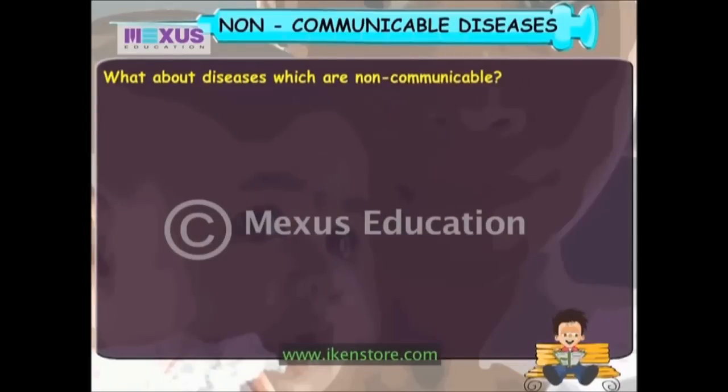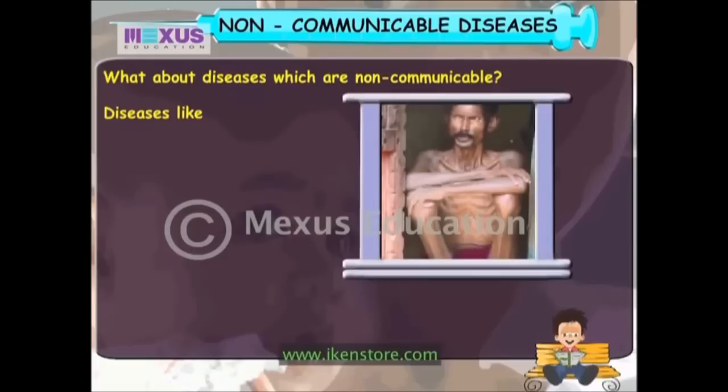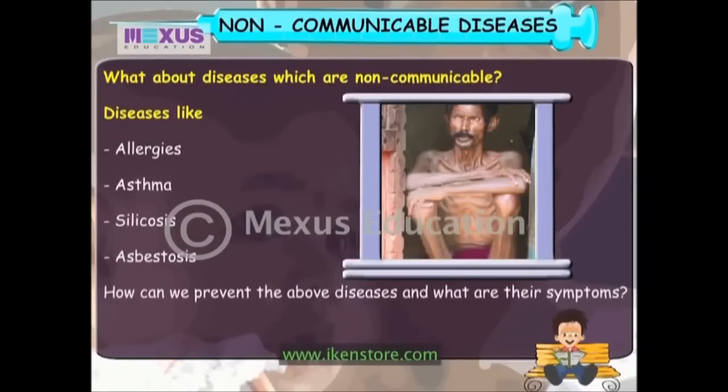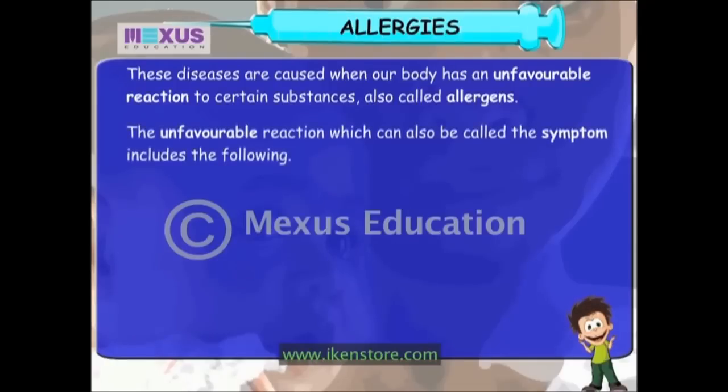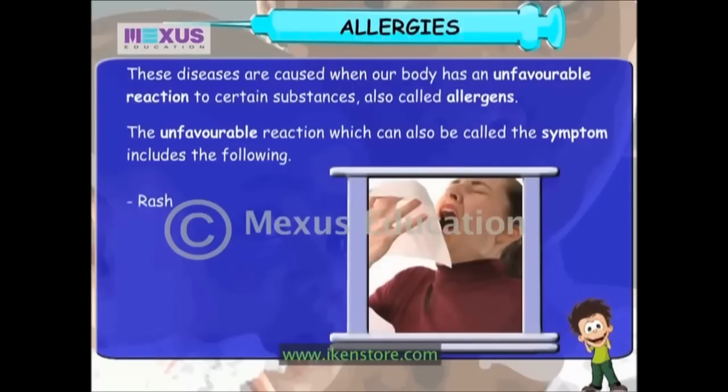What about diseases which are non-communicable? Diseases like allergies, asthma, silicosis, and asbestosis. How can we prevent the above diseases and what are their symptoms? Let's find out. These diseases are caused when our body has an unfavorable reaction to certain substances, also called allergens. The unfavorable reaction, which can also be called the symptom, includes rash, boils, sneezing, and swelling.